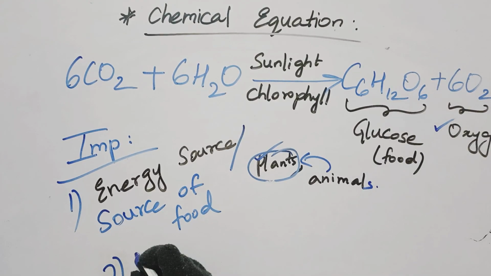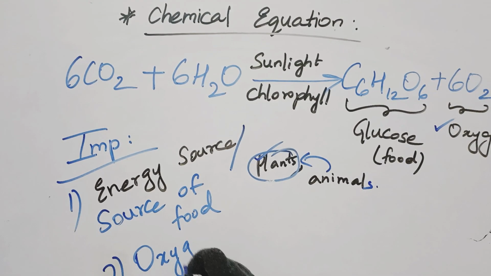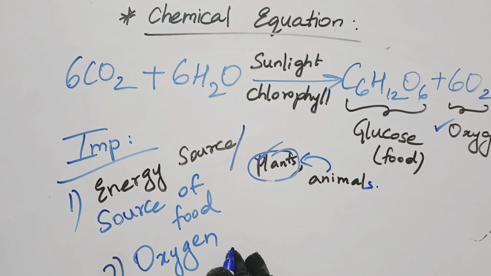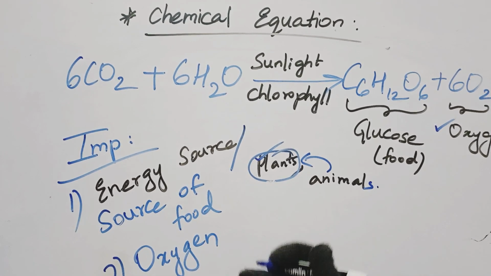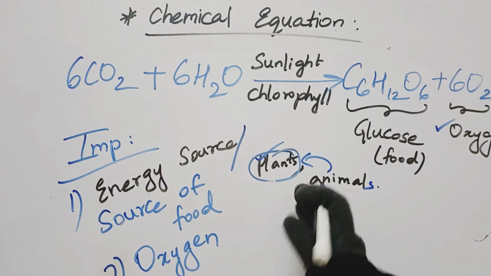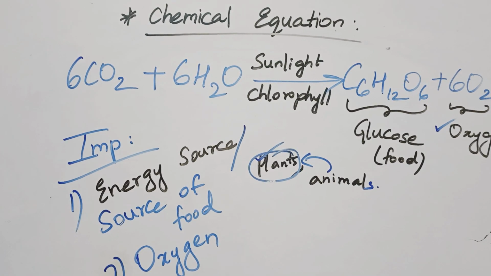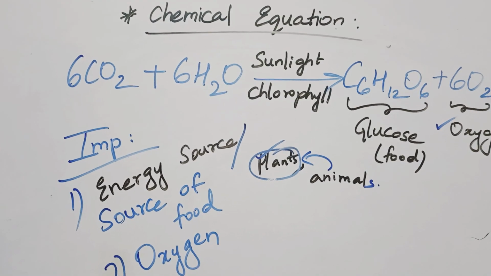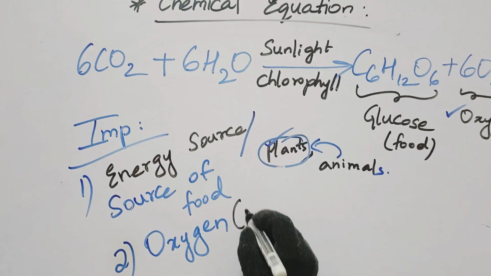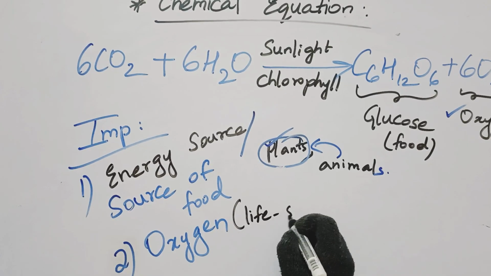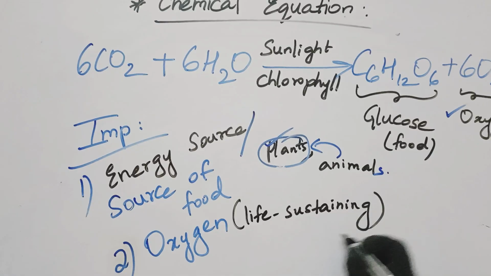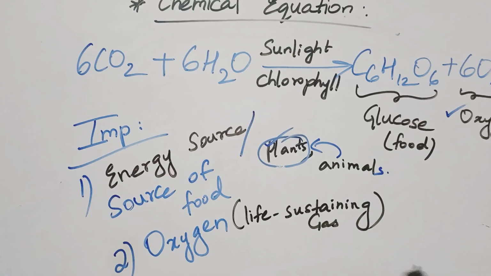Okay, talking about the next importance, obviously, as you can see, after glucose, what is there? Oxygen is there. So oxygen is released as the end product of photosynthesis. If there is no oxygen gas, can we survive? Can animals survive? Can we survive? No. Even plants need oxygen for respiration. No one can survive without oxygen. Okay, children, ultimately oxygen is the life supporting gas. It is a life sustaining gas which is going to support life. Without oxygen, there is no life.